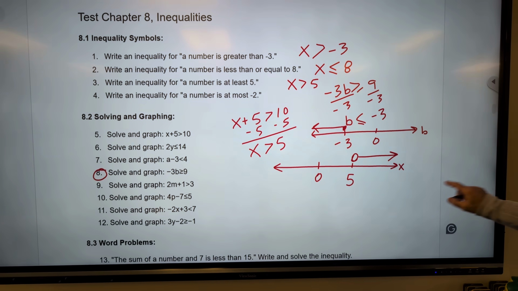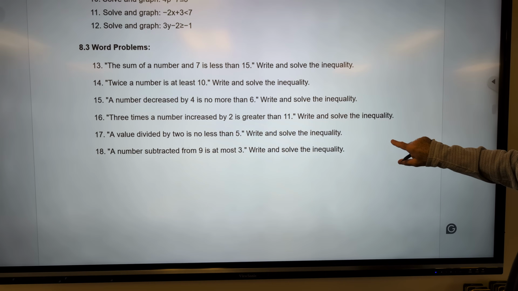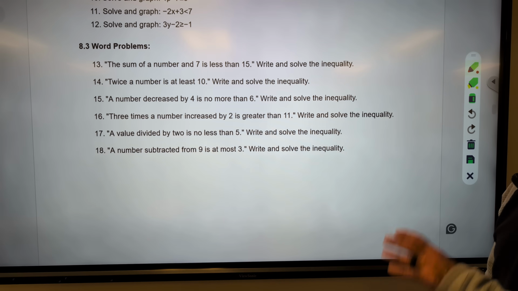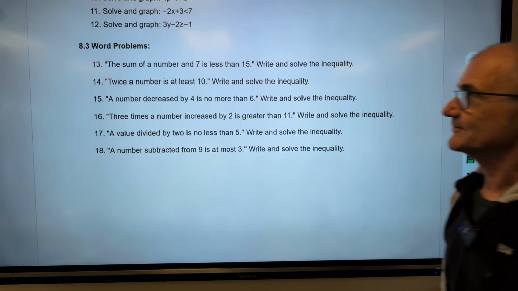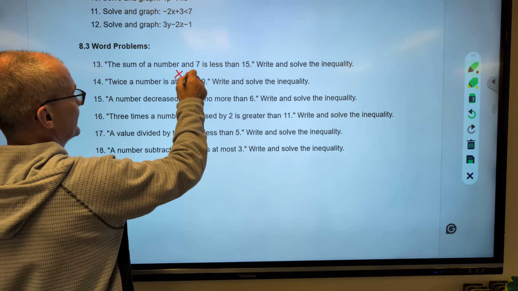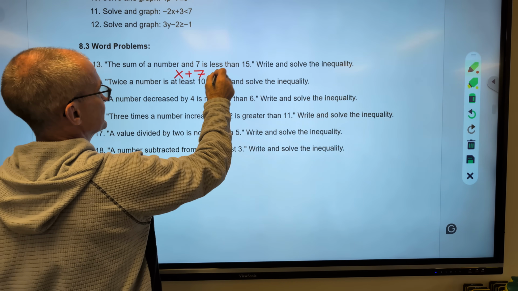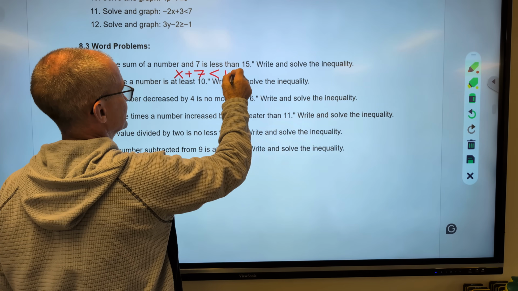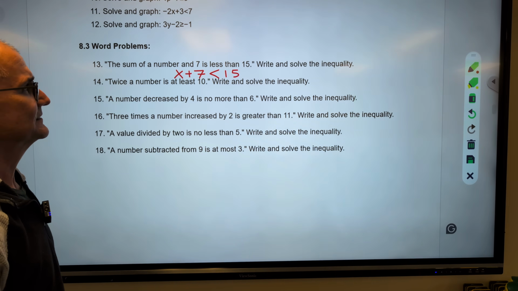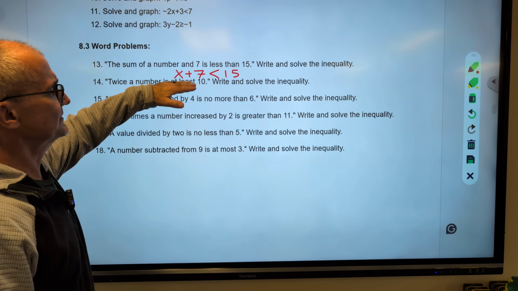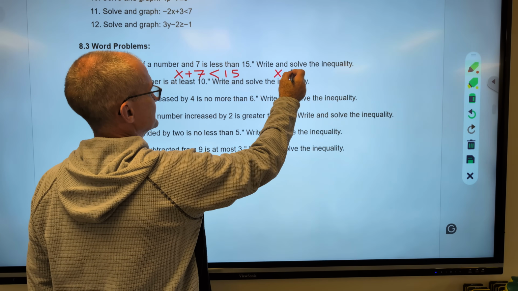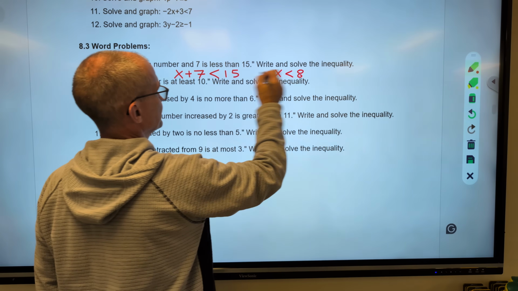All right, let's move down to some of these word problems. I had a comment that I need to do more algebra word problems. Hopefully this video is helping that. The sum of a number and 7 is less than 15. So I've taken that sentence, converted it into an inequality. Write and solve the inequality. There it is. Now solve it. Subtract 7 from both sides, and x is less than 8. 15 minus 7.